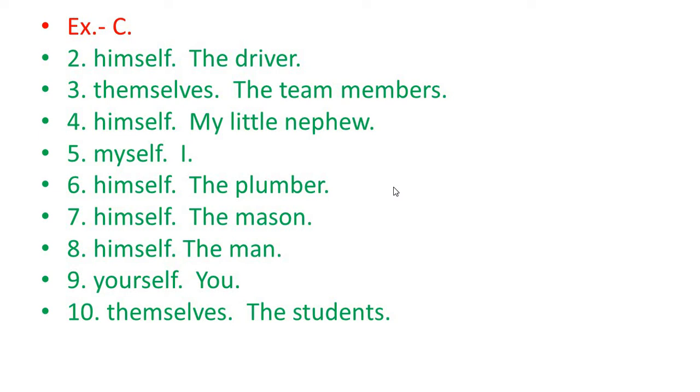So number 2, now 1 is already given in the example, so I have not mentioned here. Number 2, himself, the driver. Number 3, themselves, the team members. It means the team members. 4, himself, my little nephew. 5, myself, I. 6, himself, the plumber. Number 7, himself, the mason. 8, himself, the man. 9, yourself, you.